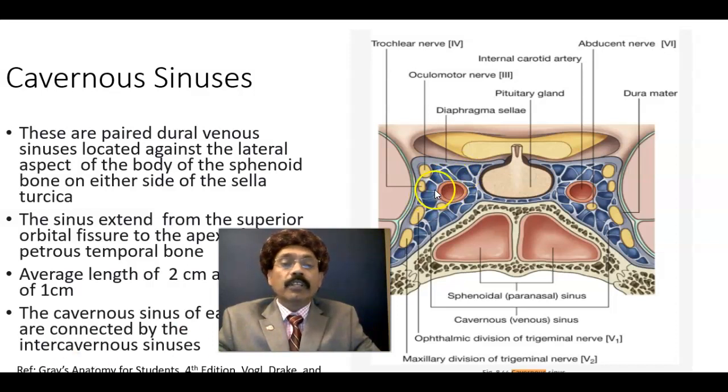If you look at the relationship of the cavernous sinus, below we are looking at the sphenoidal paranasal sinuses. Medial to it is the pituitary gland. Above, this is the optic chiasm. Laterally, it contains the temporal lobe and the uncus of the temporal lobe.